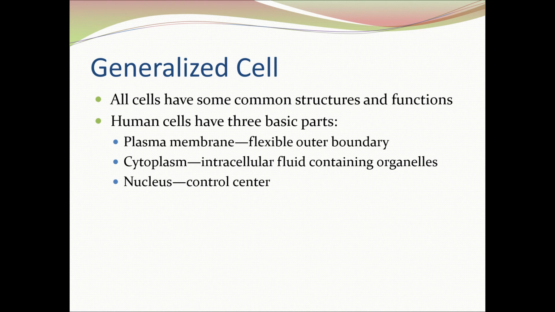In the generalized cell, all cells have the following common structure and functions: the plasma membrane, the cytoplasm, and the nucleus. The plasma membrane is a flexible outer boundary that serves as the skin of the cell and also a center of communication. The cytoplasm is the intracellular fluid. That means that's the fluid inside the cell, and it contains organelles. Organelles are essentially small organs that all have a purpose. The nucleus is the control center. This serves as the brain of the cell.